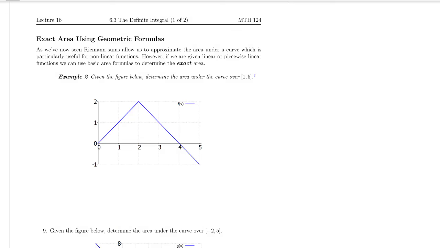So generally what you'll use in this course, if you need to estimate the area under a curve, will be a left or a right-hand sum as we discussed above. However, there are some functions like piecewise linear functions where we can actually do a little bit better and find the exact area under the curve just using geometric formulas.